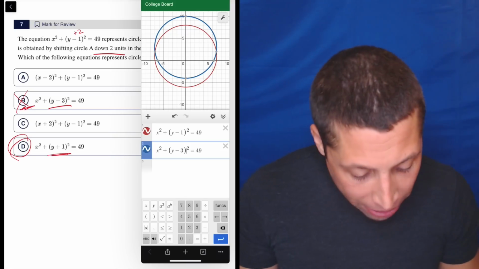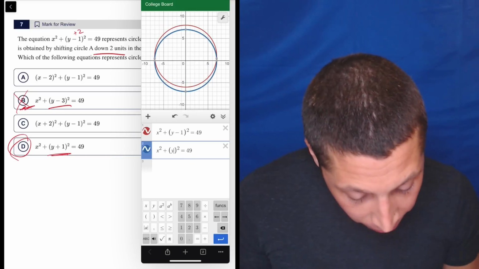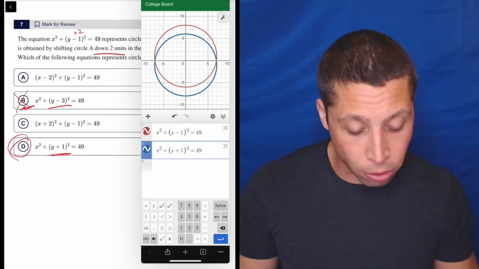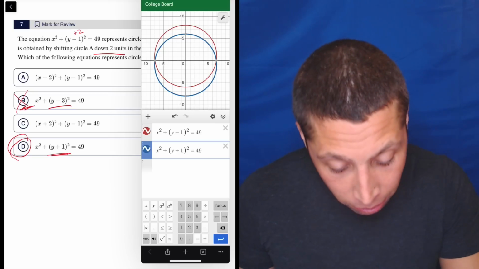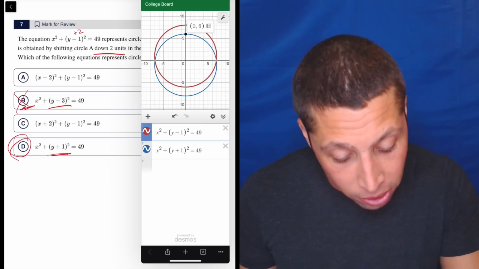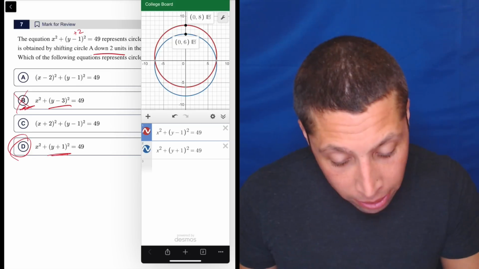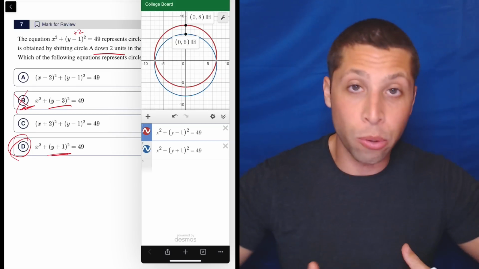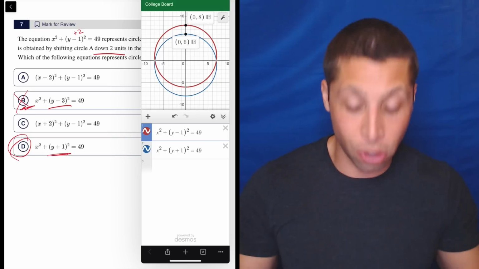But again, let's just be absolutely sure, right? So let's change it to +1, and there it is. You can tell it's shifting down 2 just by looking at it. But even still, if we look at the top point right there, that's 0.6, and the top point for the other one is 0.8. So there you go. The red was what we started with. The blue is what we're supposed to end with. And now it looks good. It looks like what we want.